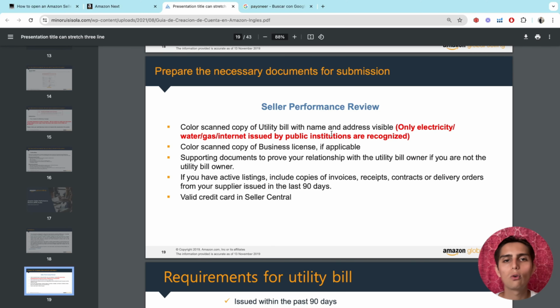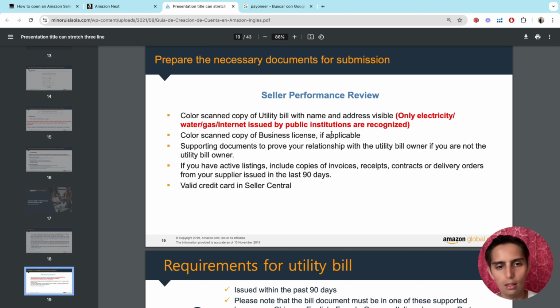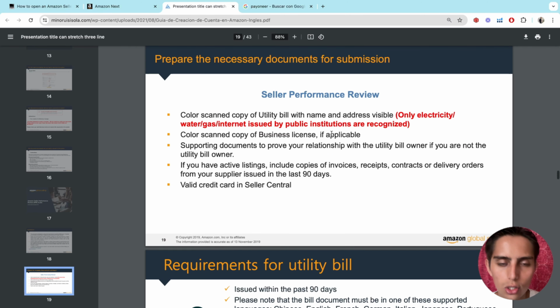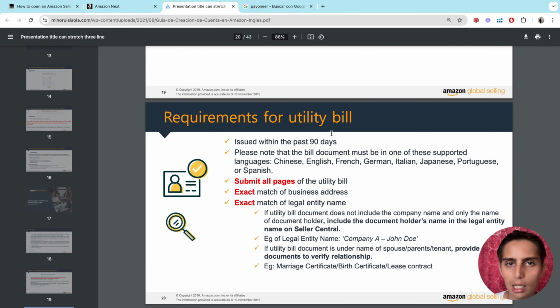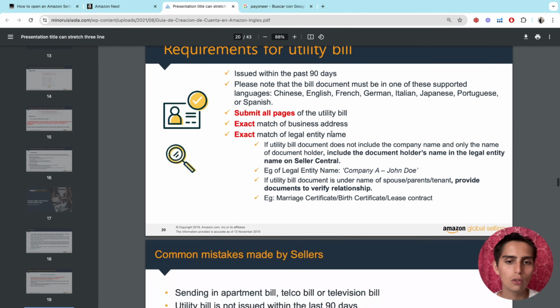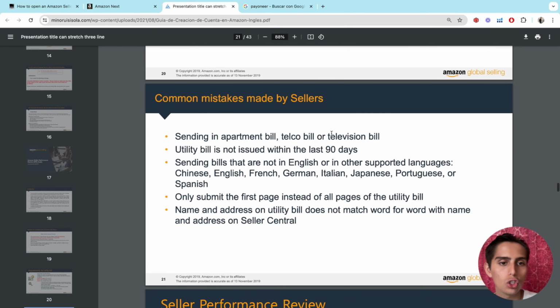There are some requirements when it comes to the actual utility bill. It can be water, gas, internet, whatever. Any public institutions that are recognized, you can just ask them for a utility bill that you actually pay for that service. And it's still okay as long as they are in the supported language, colored images, and issued in the past 90 days. It's going to work just fine.